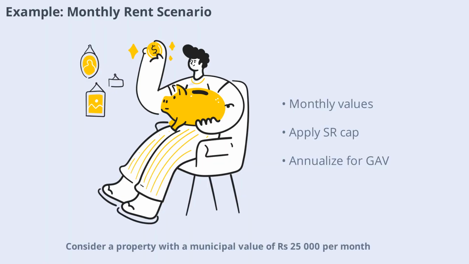Consider a property with a municipal value of Rs. 25,000 per month, fair rent of Rs. 30,000 per month, and standard rent of Rs. 28,000 per month. The expected rent is Rs. 28,000 per month as it's the higher of municipal and fair rent but capped by standard rent. If the rent received is Rs. 35,000 per month, the GAV is Rs. 35,000 x 12 equals Rs. 420,000. This example highlights the importance of each component in the calculation.